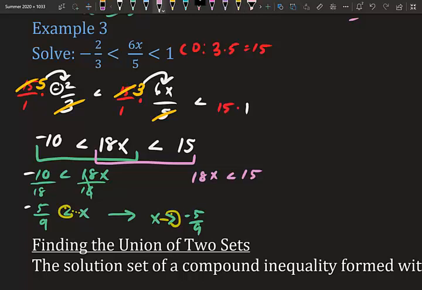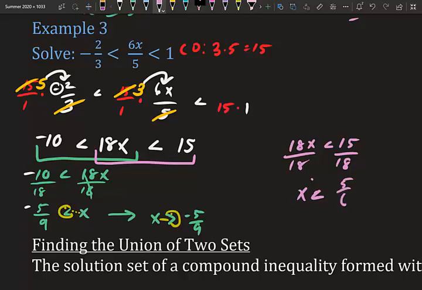Now for our purple one, I'm going to move that where I have more space. We're going to divide by 18. And we have 15 over 8. So 15 over 8, we can divide each of those by 3. So we'll have 5 over 6.